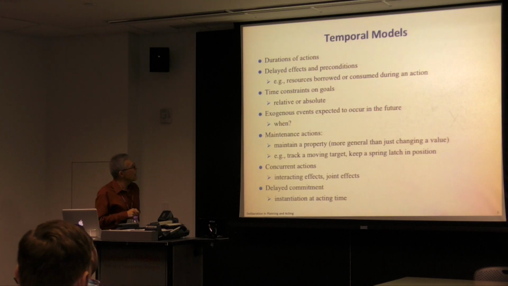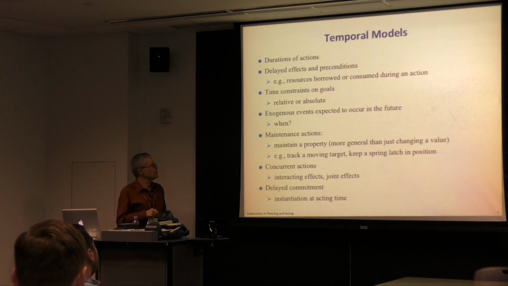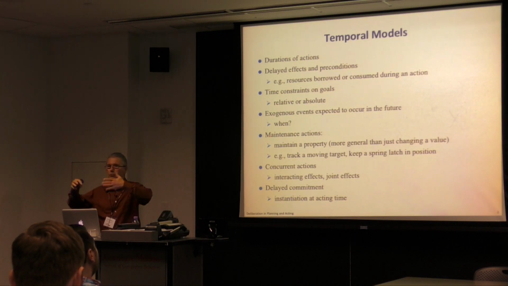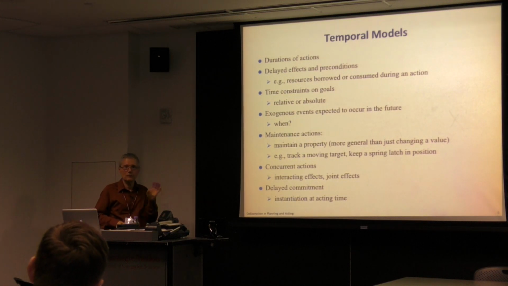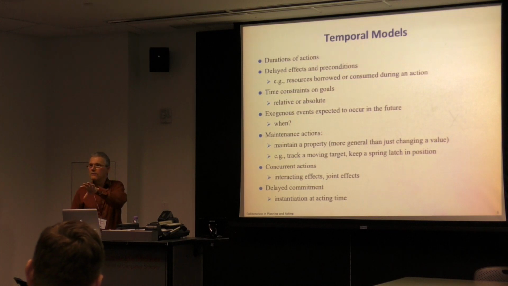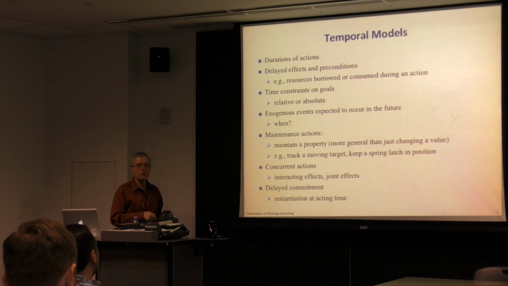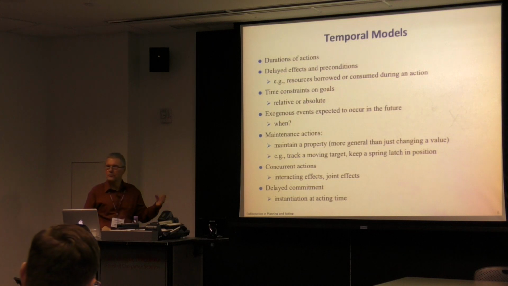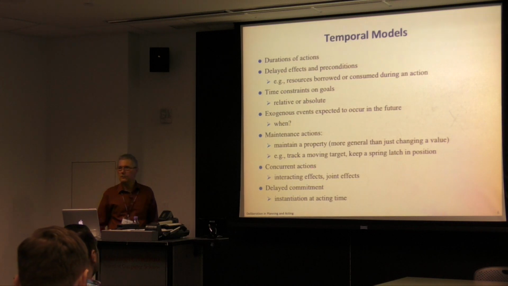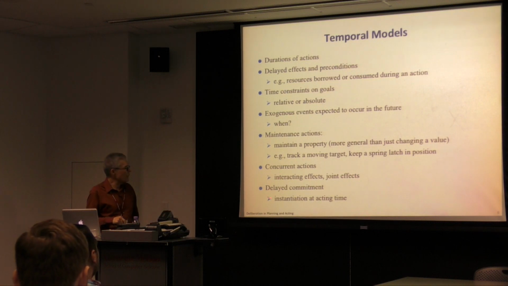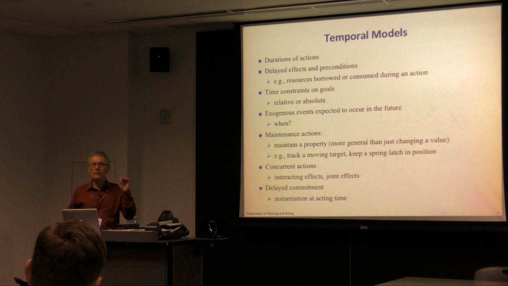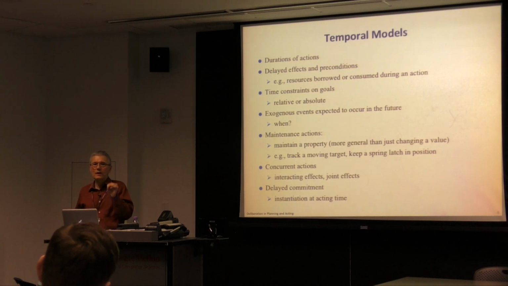Information about when. Maintenance actions, which would be actions that you use to maintain some property over some period of time. And that's more general than just changing a value, because sometimes you may need to keep it the same despite events that are going on in the world, like you want to track a moving target or you want to keep a spring latch in position. Concurrent actions that can interact with each other, and I'll go through an example of that later. And delayed commitment, where you may want to leave some of the things undetermined at planning time so that you have some flexibility about how you do them at acting time. Okay?